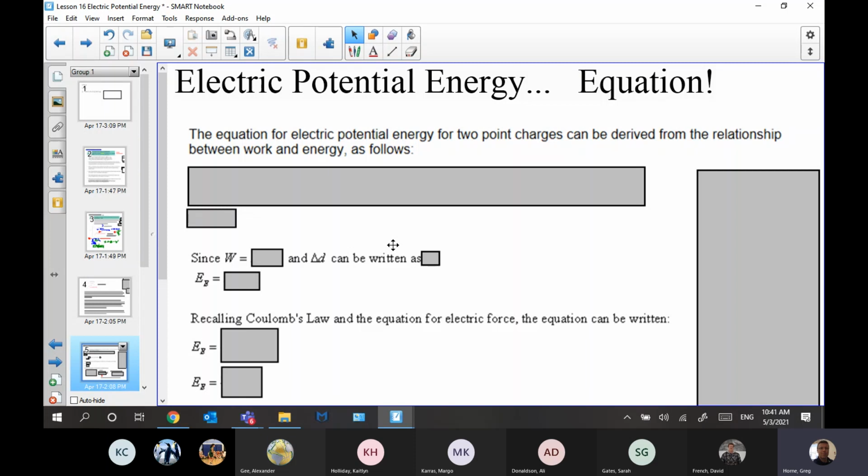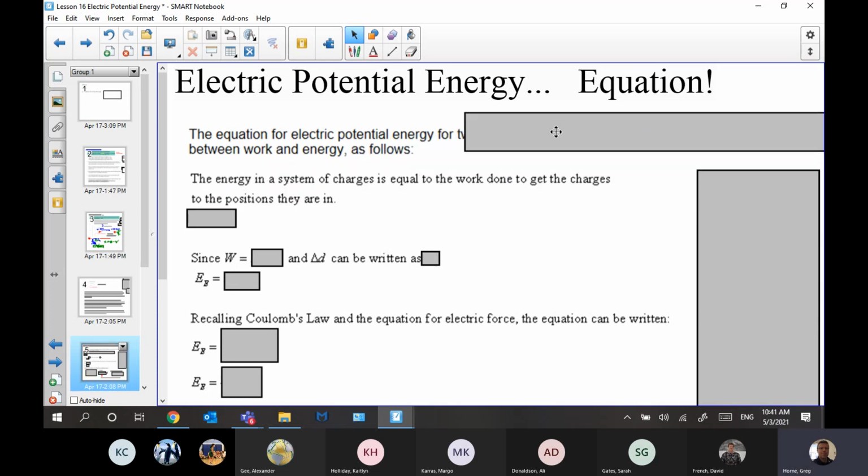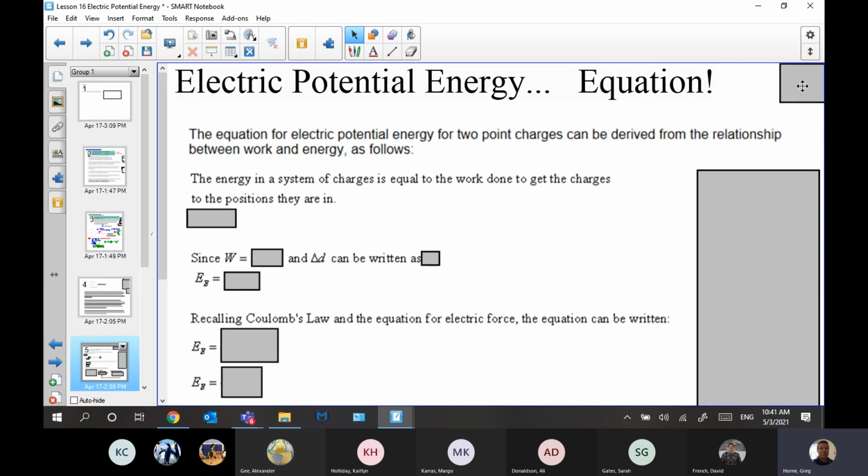Okay, so actual calculations to do with this. We're going to look at an equation for electric potential energy. So to do that, we are going to look at work done. Okay, so this should say delta E, I suppose, right? Delta E, change in energy, is work done, right? So that's going to say that here.